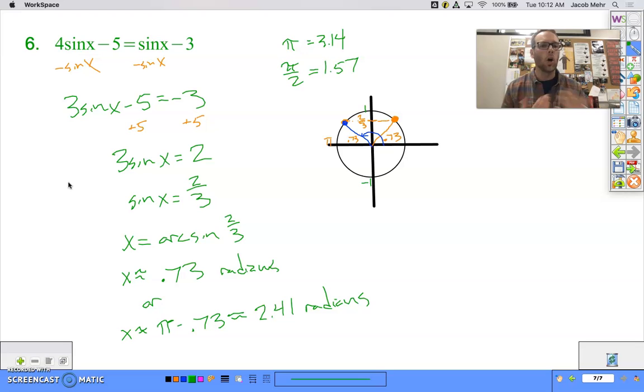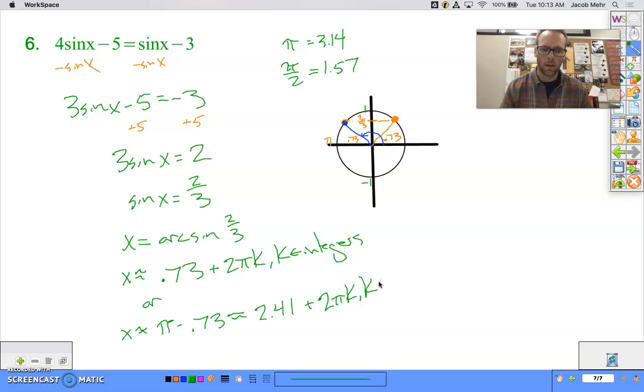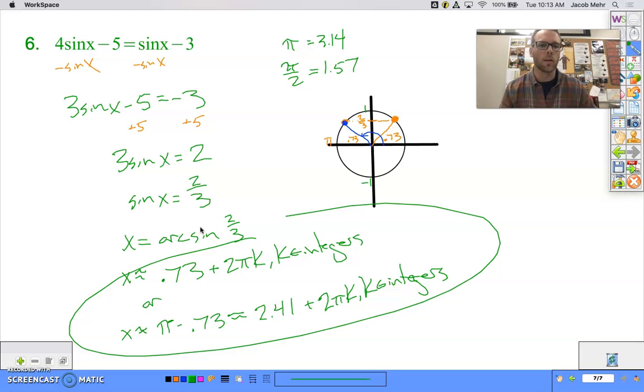Now remember, we're trying to give all solutions. So how do we change these to all solutions? Well, we have the two solutions that we know worked. What's the period of this function? We have just x's here, so the period's 2 pi. So we're going to say plus 2 pi k, where k is an element of the integers, and plus 2 pi k, where k is an element of the integers. All right, so that's how we handle that using our calculator in radians when it doesn't work out to be a great angle. That's how we give all solutions.